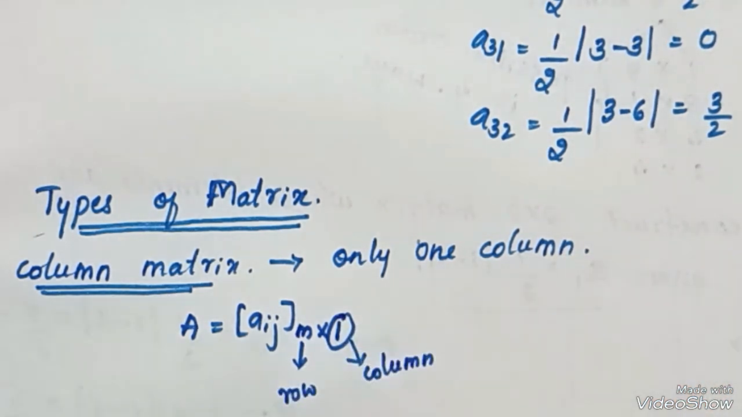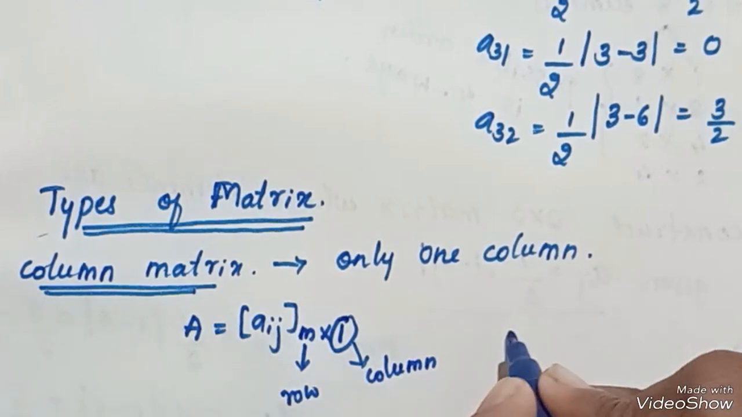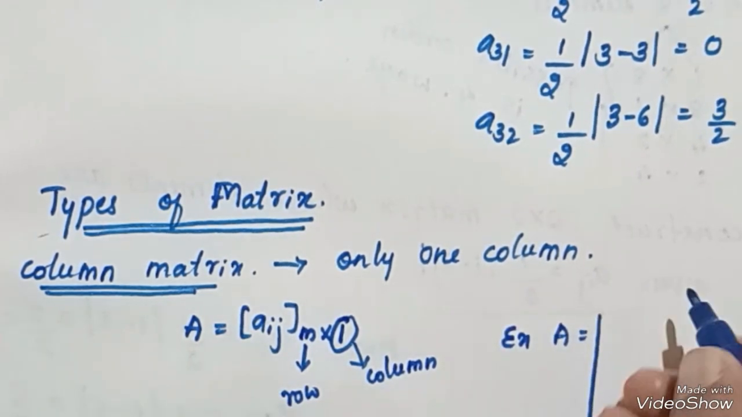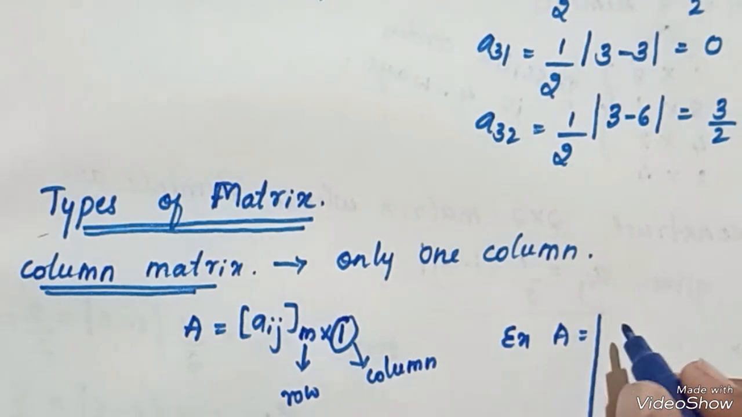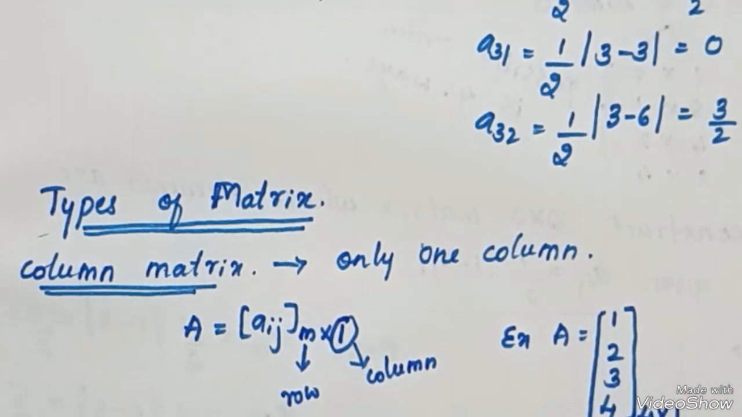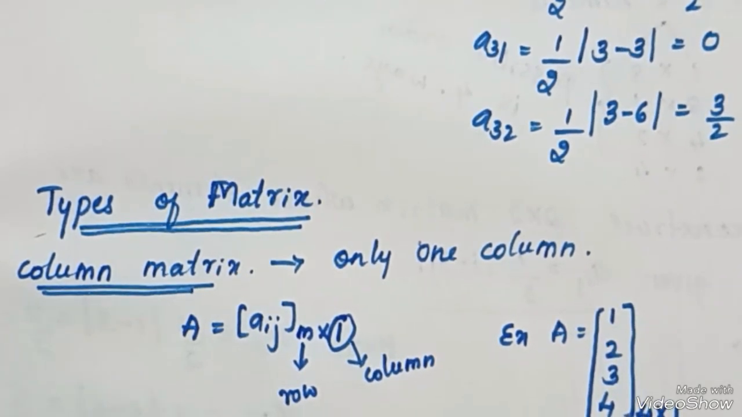Column matrix, for example: A be a matrix with entries 1, 2, 3, 4. The order of the matrix will be 4 cross 1. The column should be 1, then it is called a column matrix.